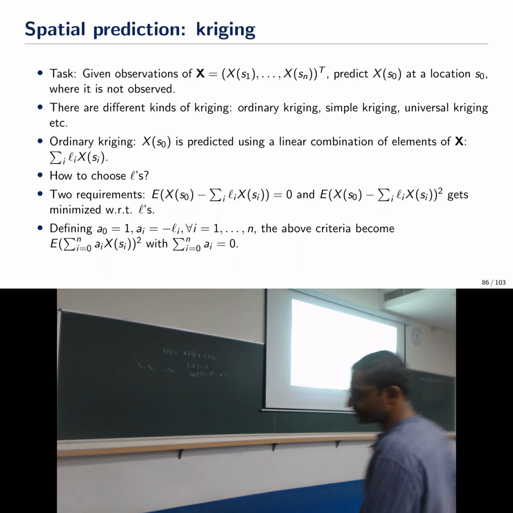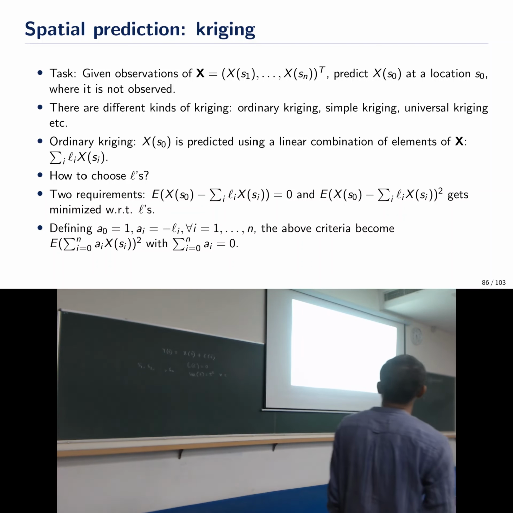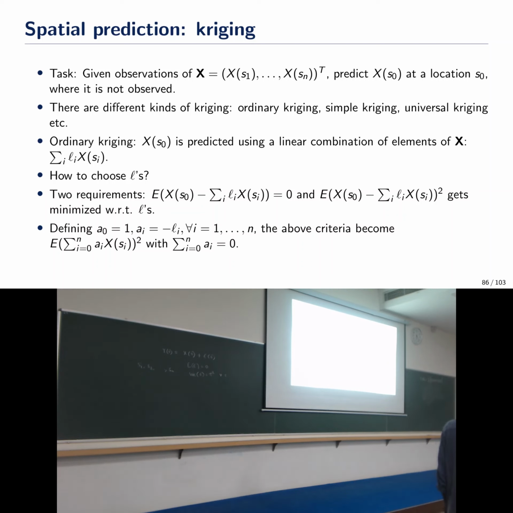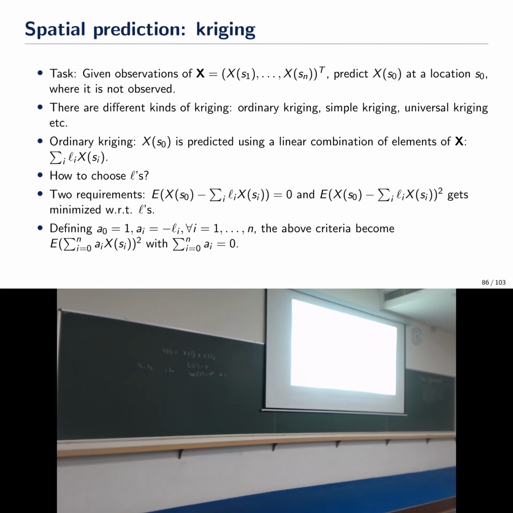I did not forward that, okay? Because it seems to be coming out of the sky, but it's not. So what is ordinary kriging? Ordinary kriging is predicted using a linear combination of the elements of x. That's the natural thing that you do, right? You have x1 to xn as your observations, you want to predict a new observation, so you take a linear combination of them and try to get the coefficients of that linear combination to give the best prediction. That's essentially what we do a lot in practice.